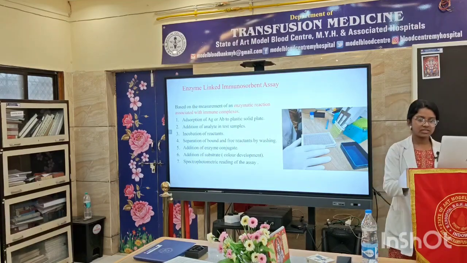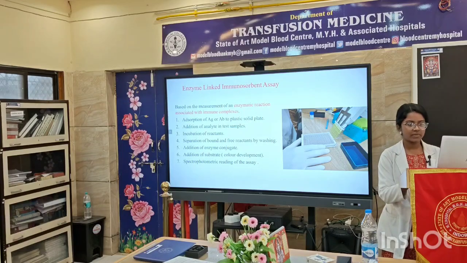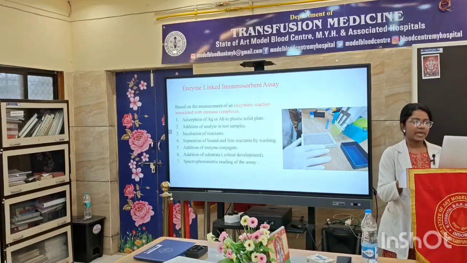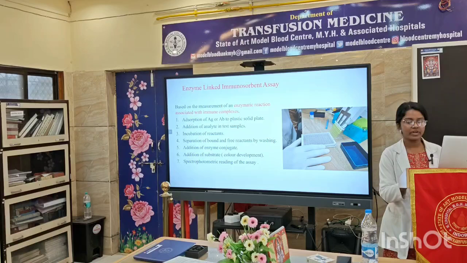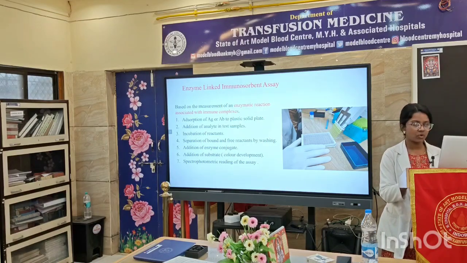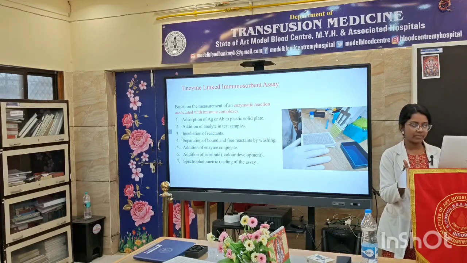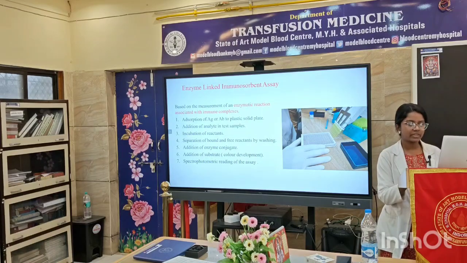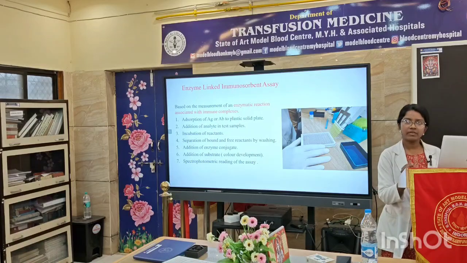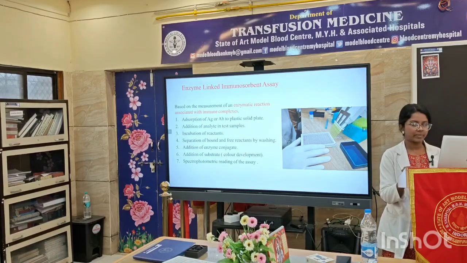Moving on to ELISA, I'm just giving an overview of the steps done in ELISA. ELISA is based on the measurement of an enzymatic reaction associated with immune complexes. This is the simplest form of the steps. First, there is adsorption of antigen or antibody to a plastic solid plate, followed by addition of diluted test samples. We are going to incubate the reactions. We are going to separate the bound and free reactants by washing. Then we are going to add an enzyme conjugate, and we are going to add a substrate for color development, and we are going to read the assay.